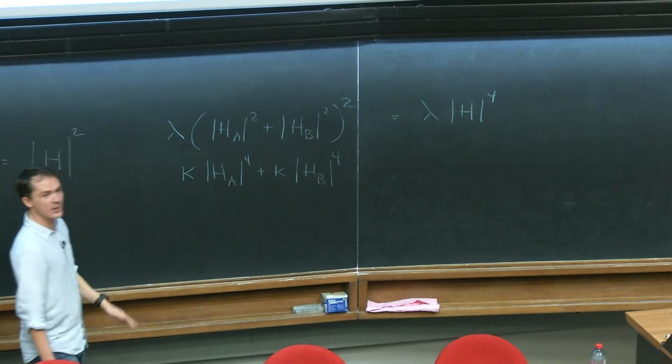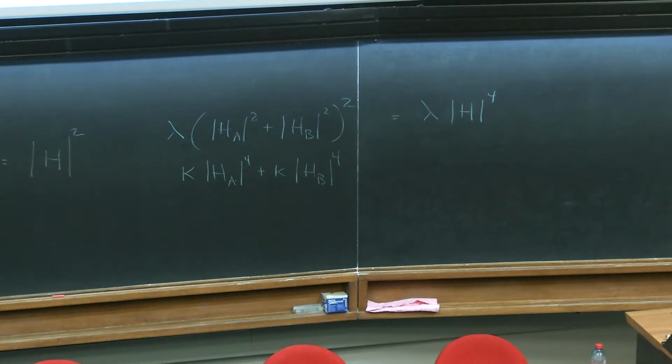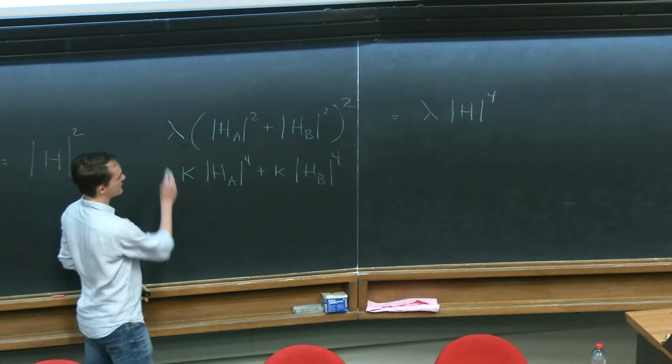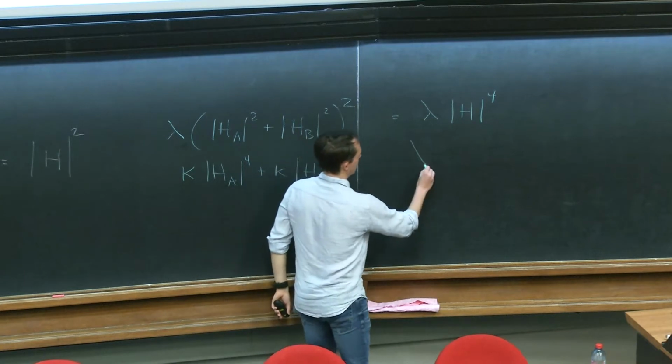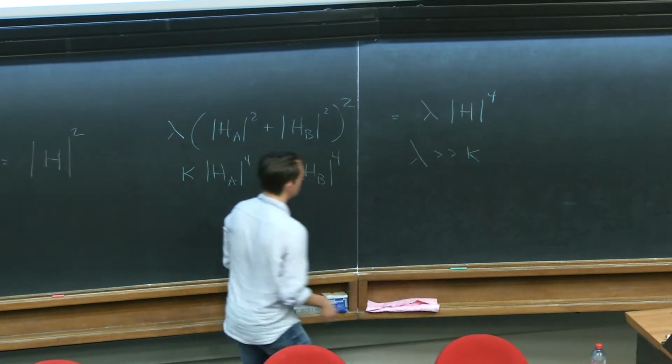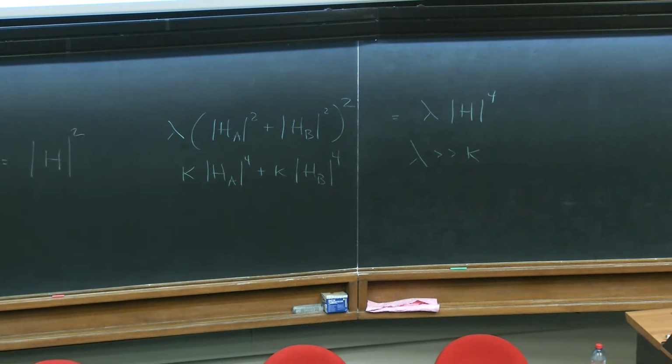So to have the goldstone be light with respect to the scale of accidental SU4 breaking, at the level of this theory, you have to assume for some reason that this SU4 symmetric quartic coupling is much larger than these quartic couplings that violate the SU4 but just respect the fundamental symmetry of the Z2.